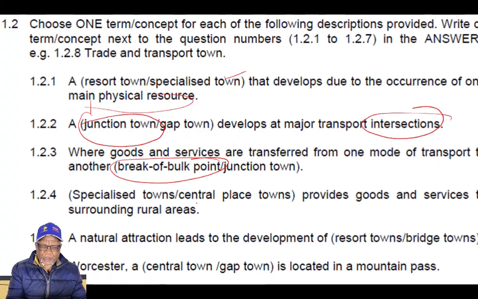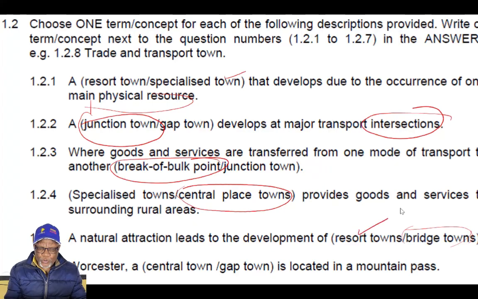And then specialized towns or central place towns provide goods and services to the surrounding rural areas. This is your central place town. A natural attraction that leads to the development of resort towns or bridge towns. It cannot be a bridge town, because a bridge town will be where you have one mode of transport replacing another. So the correct one there will be your resort town. A resort, or a central town, or a gap town is located in a mountain pass. Mountain pass there means it should be a gap town.